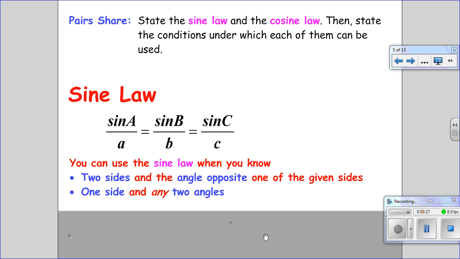And you can use it when you know two sides and the angle opposite one of the given sides, or one side and any two angles. The key is we need to know a complete ratio in the proportion and one other piece of information.